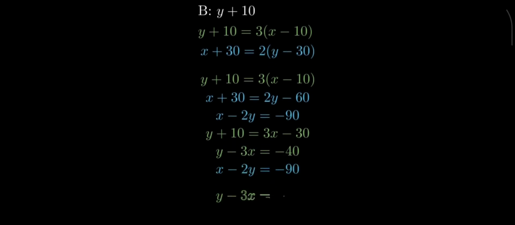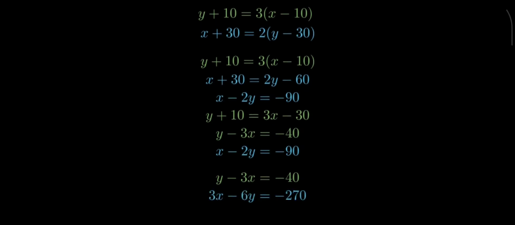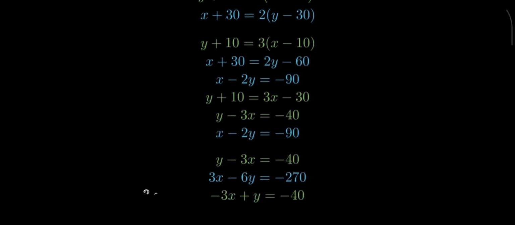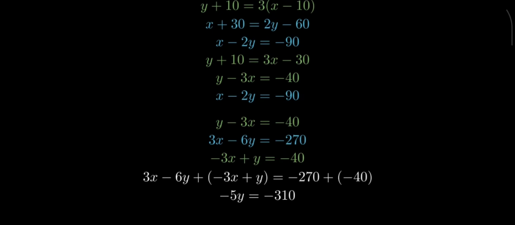Now, we've got two equations with two unknowns. Let's solve them step by step. Let's multiply the first equation by 3, so we can eliminate X when we add the two equations. Now add the first equation, 3X minus 6Y equals negative 270, and the second equation, negative 3X plus Y equals negative 40. The X's cancel, and we get negative 5Y equals negative 310.